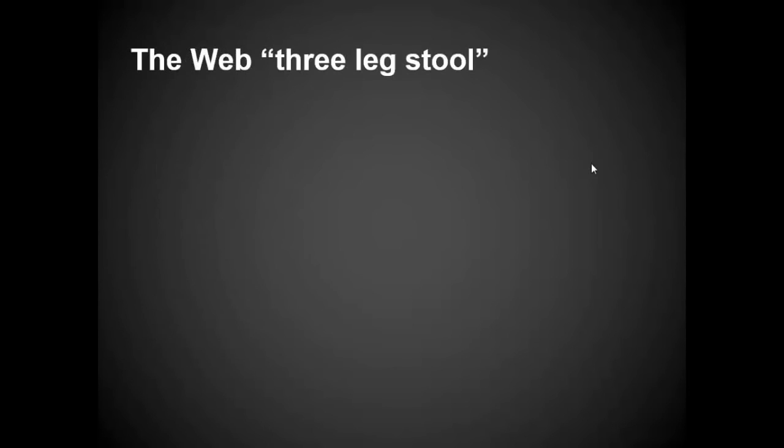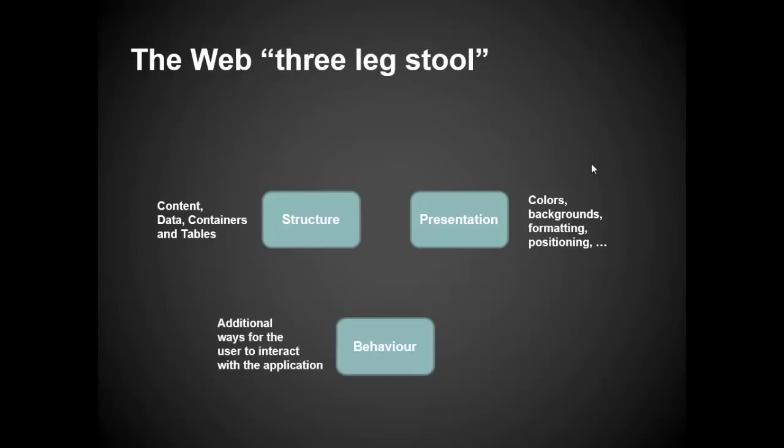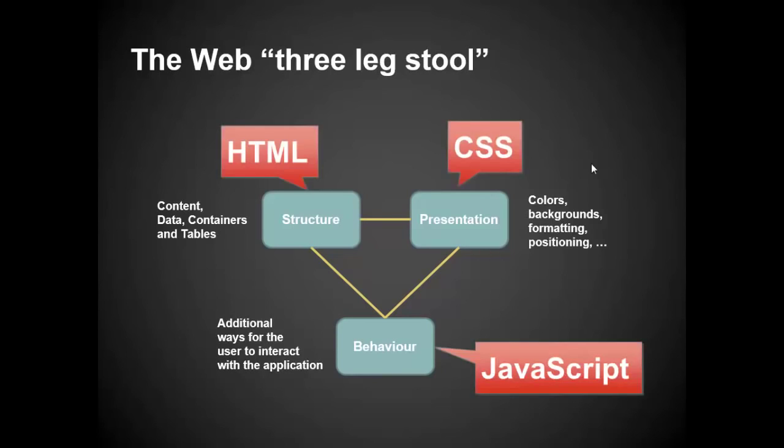CSS basics. The web applications are composed by three elements: structure, presentation, and behavior. These three elements is what allow us to create web applications as we know it. Probably understood immediately, HTML is what defines the structure, while CSS defines the presentation and JavaScript the behavior.